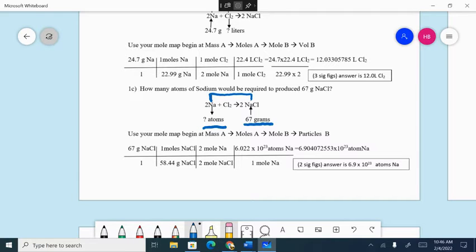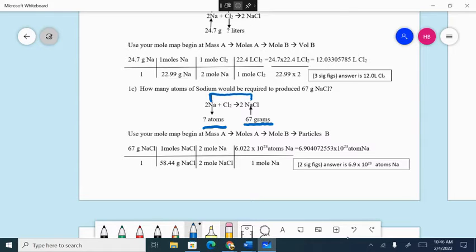I'm going to look at my mole map and see my given is in grams, so that's mass. Remember, we always start on the A side. So first I'll change mass of A to moles of A, moles of A to moles of B, then moles of B to particles of B. Remember, atoms is a particle. So here is my path on my mole card. 3 arrows, 3 conversion factors.